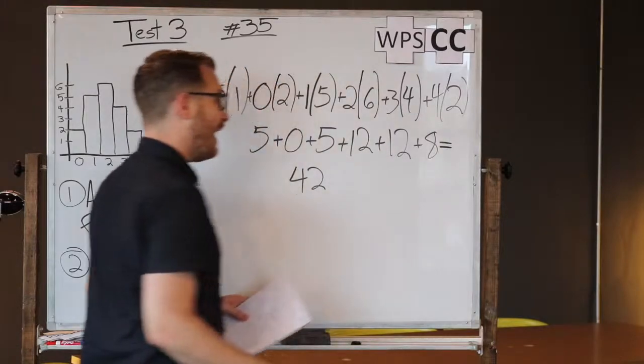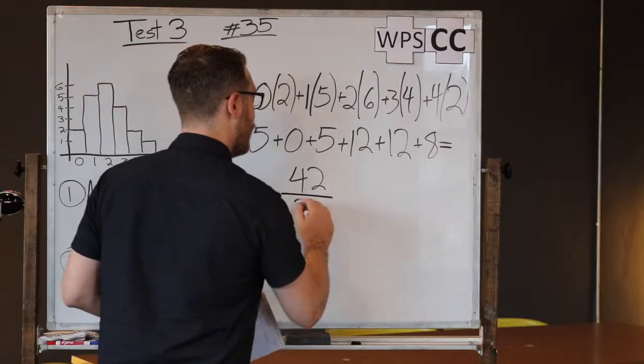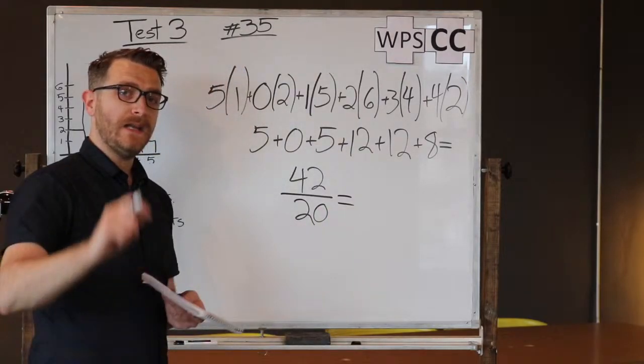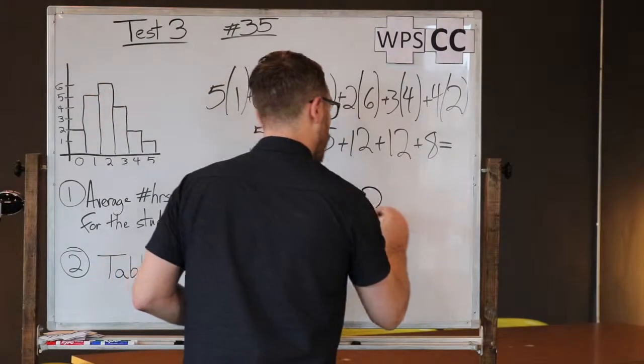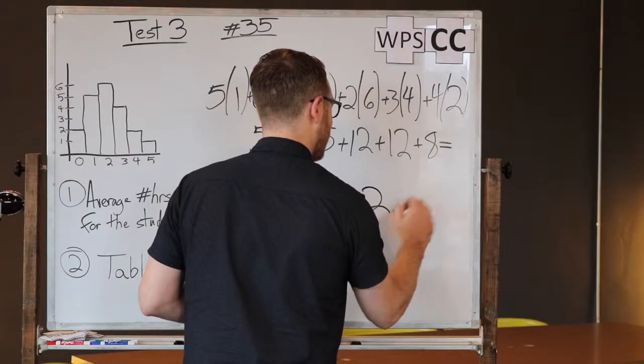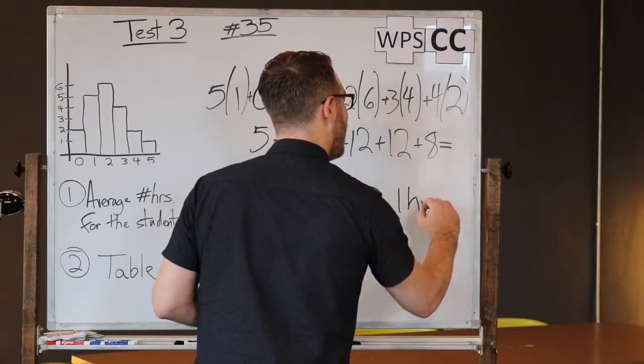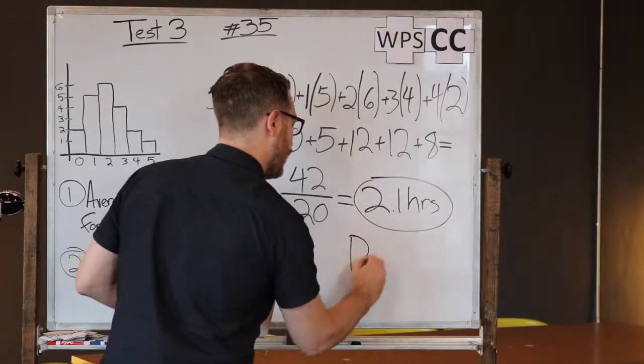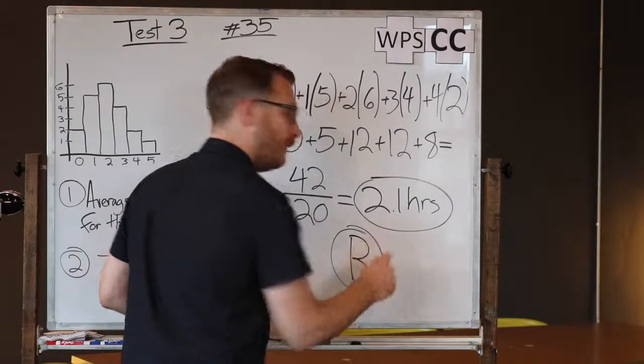That is not my average. I have to divide that by the number of students. So 42 divided by 20, use your calculator, and you will get 2.1 hours. Look at your answer choices. That is letter answer B. Great job.